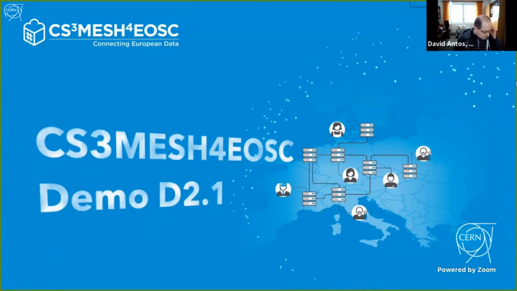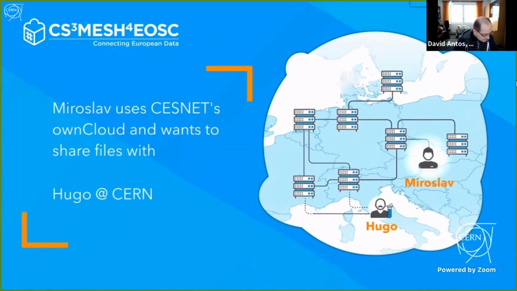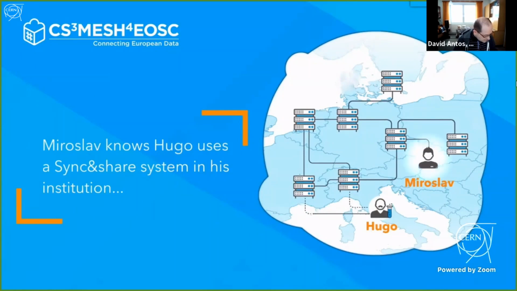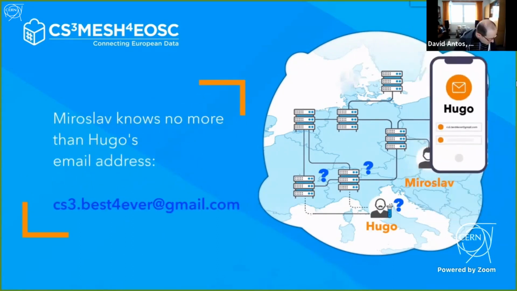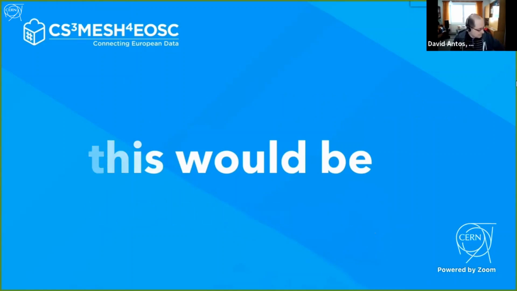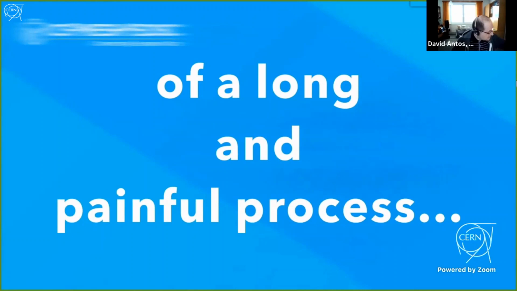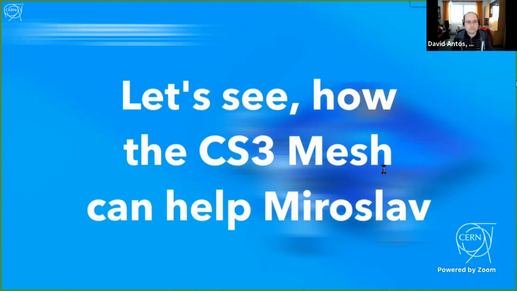This video demonstration is part of project deliverable D21, and its accompanying report will be available on the project's website. We have two users. Miroslav uses Cessnet's own cloud and wants to share files with Hugo from CERN. Miroslav knows Hugo uses a sync and share system in his institution, but doesn't know which one and does not know his identity in the system. Miroslav doesn't know more than Hugo's private email address. Without the Science Mesh, this would be the beginning of a painful and long story. Let's see how the CS3 Mesh can help Miroslav to share files with Hugo.